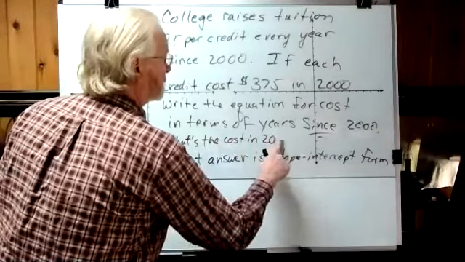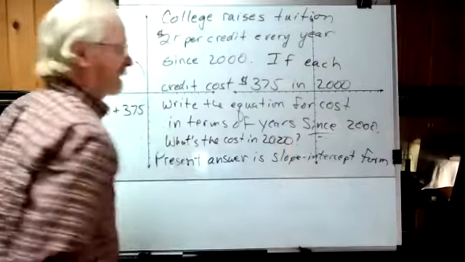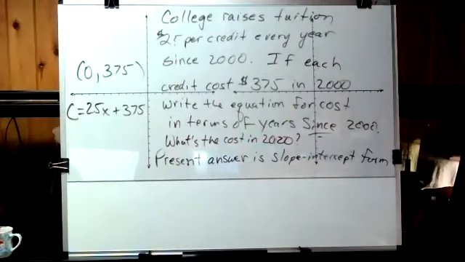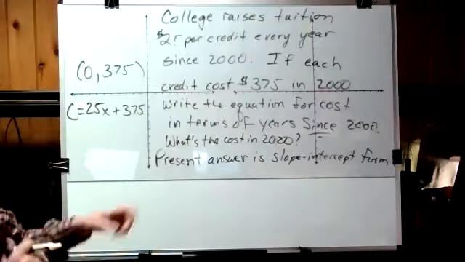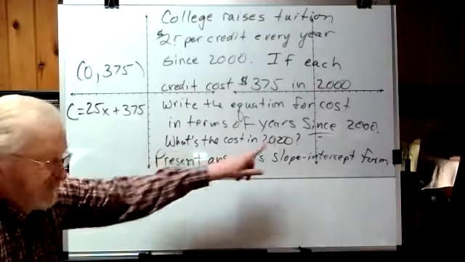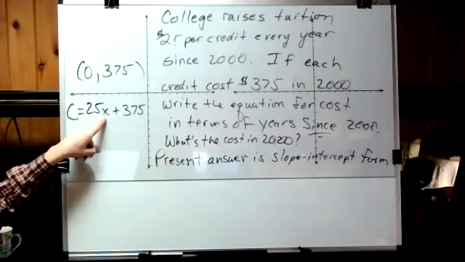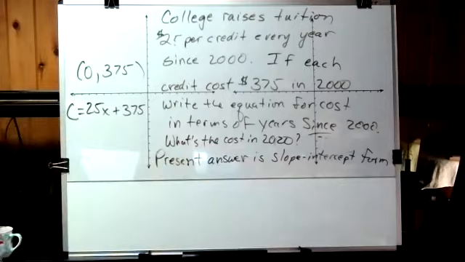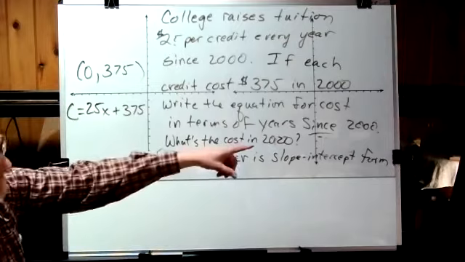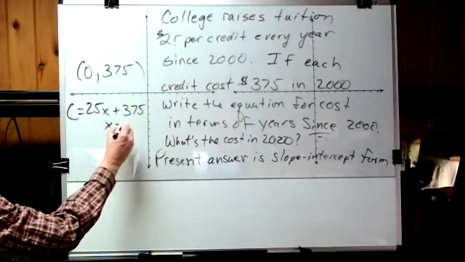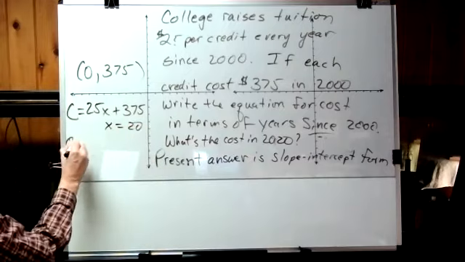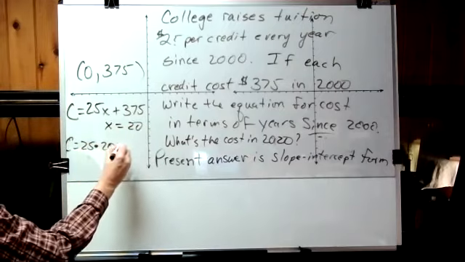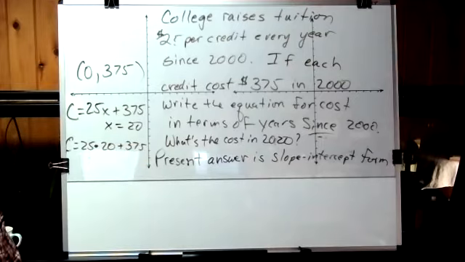All right, what's the cost in 2020? This is a situation where you're still counting since 2000, but the years are the time numbers, the T or the X here in my case. So you're going to plug in a number for the X, but you don't want to put in 2020. You've got to count since 2000, that's an X of 20. So C equals 25 times 20 plus 375. That's what that's getting at.